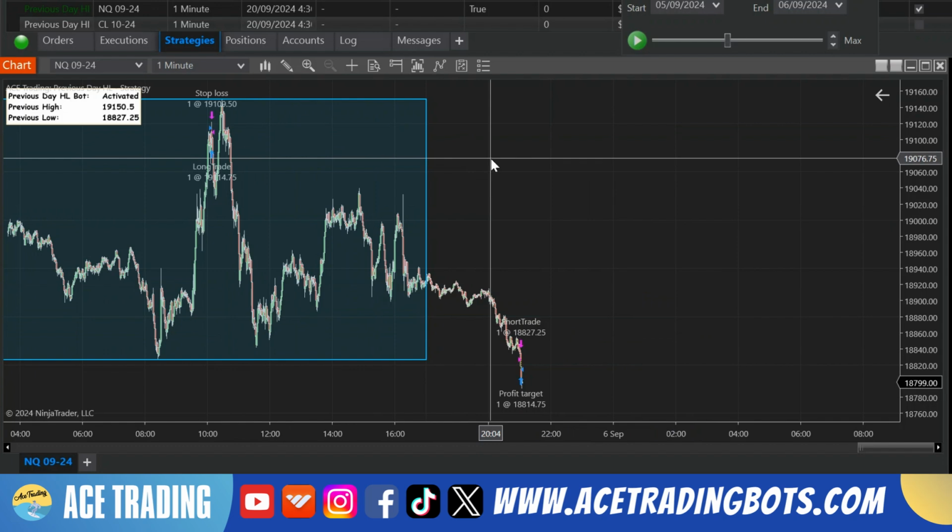I run this across multiple charts with multiple instruments because it only takes one trade a day. So the chances of it getting into too much drawdown are minimal. You just have to make sure that you manage your risk to reward ratio. And then it's an easy set and forget bot.